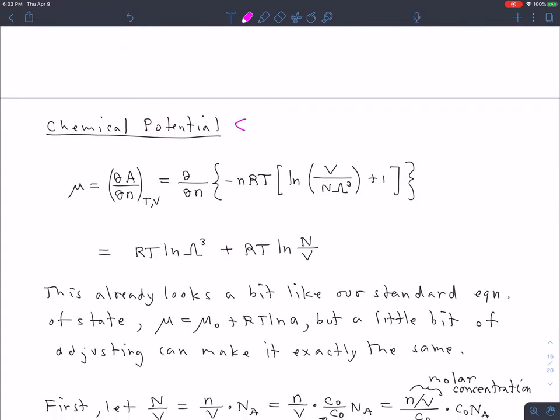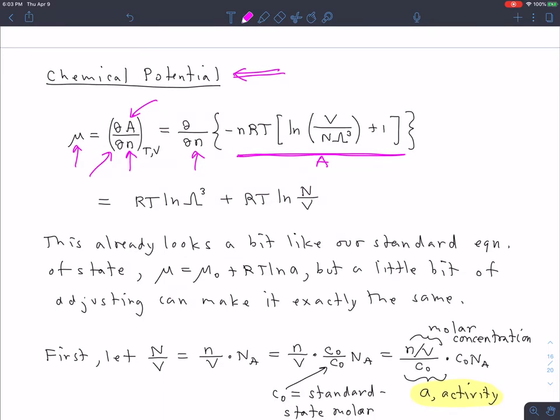Finally, the big one and the most interesting one for us, the chemical potential. This requires a little bit more work, unfortunately, but let's do it. The chemical potential is, again, just a derivative of our fundamental potential, the Helmholtz free energy, this time with respect to mole numbers, n, which means we have to take the derivative with respect to n of all that stuff. That's A again.